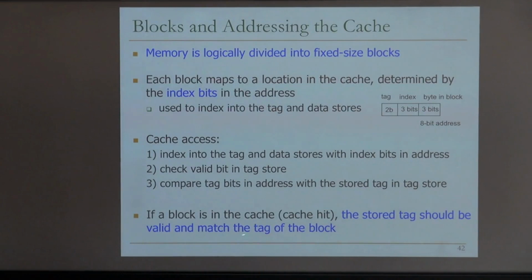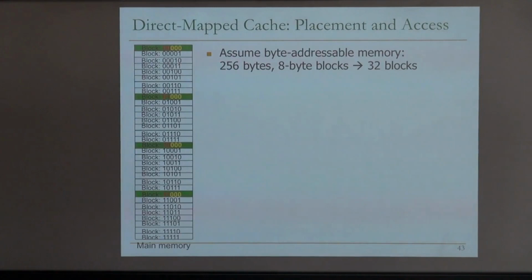Let's take a look at an example of this. So this is our main memory. We're going to assume byte addressable memory. You have 256 bytes, just like in the previous example. You have 8 byte blocks. As a result, your entire memory contains 32 blocks, and these are the block numbers. So assume you have a cache that has 64 bytes and 8 blocks.